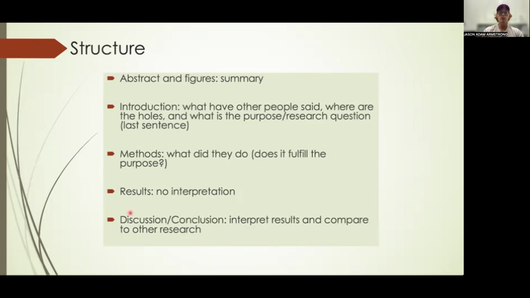And then the discussion or conclusion is where you start to interpret your result, and then you typically give it some context by comparing it to other research. And you may talk about the impact that your research has as well. Usually this is a section where you see some limitations and some strengths of a study as well. Okay.